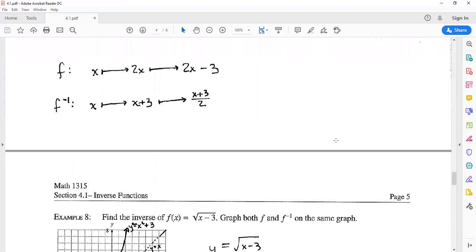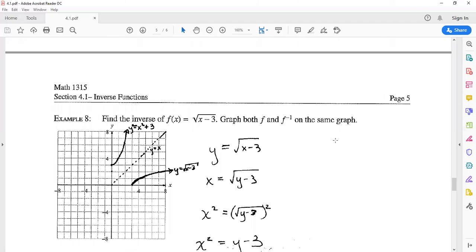Okay, so here's another example. We have f of x is the square root of x minus 3. We'll graph both f and f inverse on the same pair of axes. But let's first find the inverse. So if y is the square root of x minus 3, now let's interchange x and y. So we'll write x equals the square root of y minus 3.